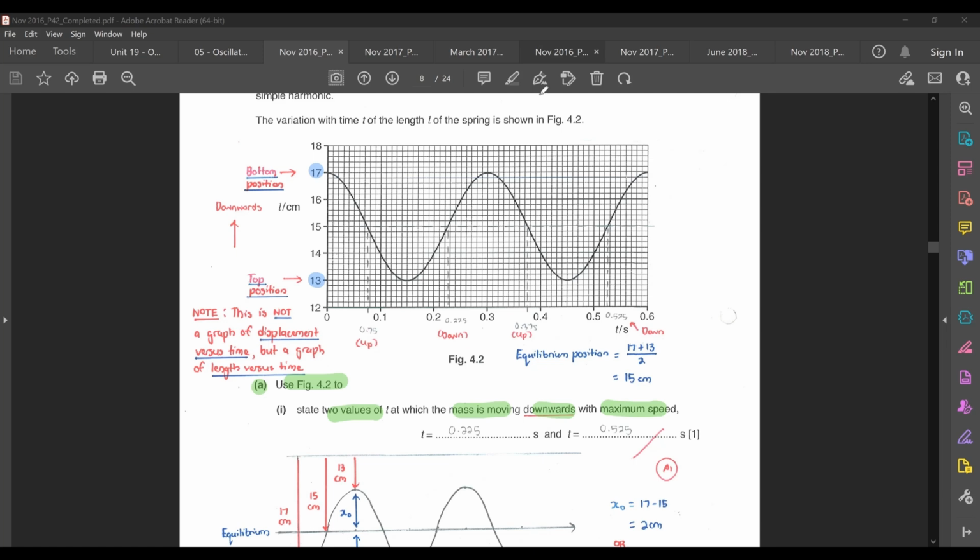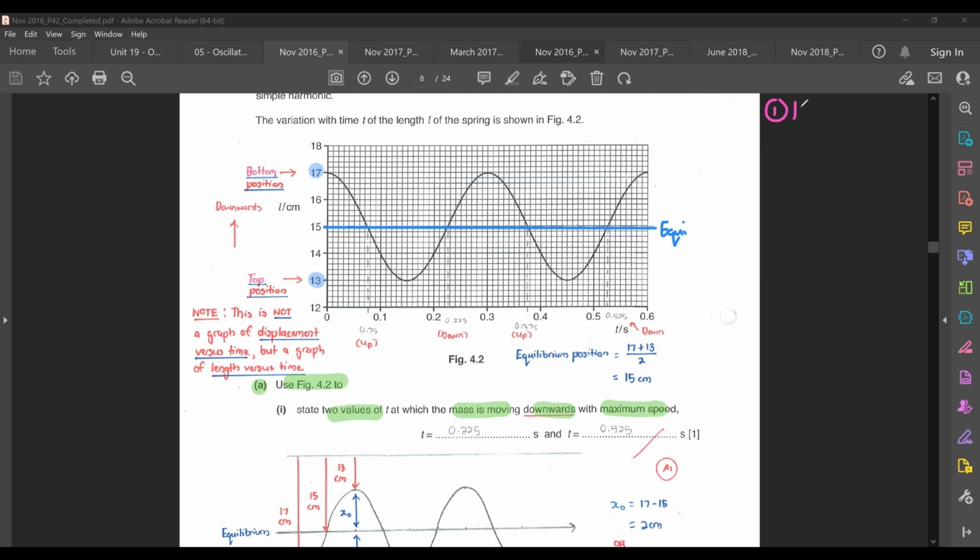So the middle should be about 2 centimeters above and below. So that means this is your equilibrium position. Okay, so this is your equilibrium. Let me just draw it out. This part here would be considered as your equilibrium position.